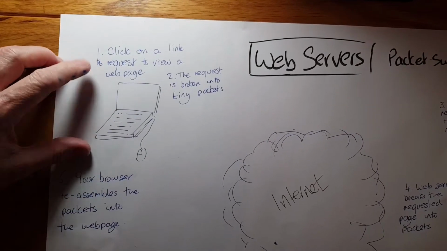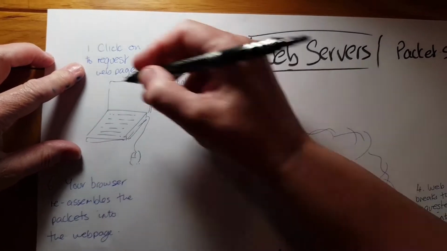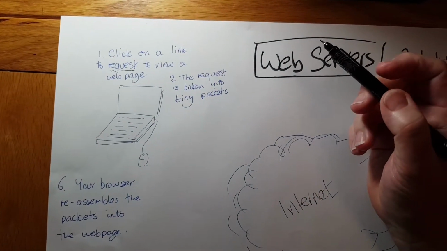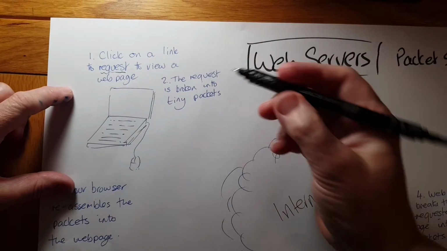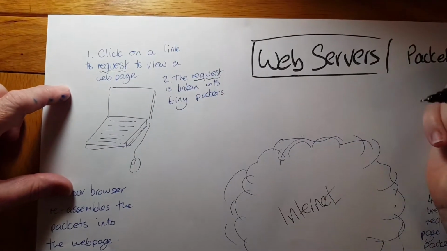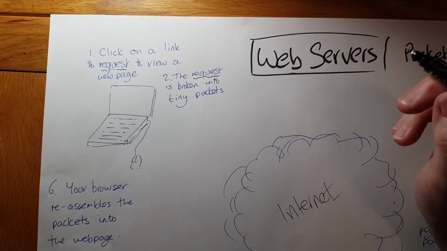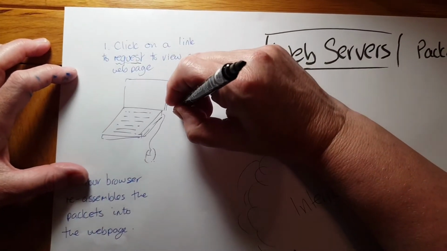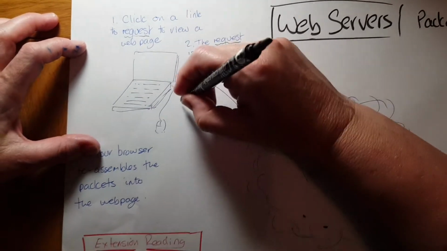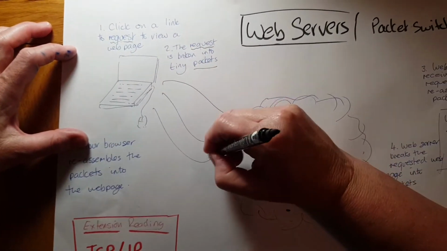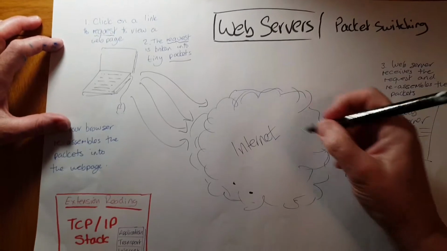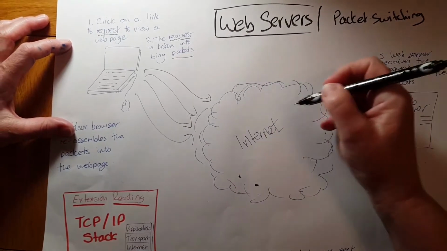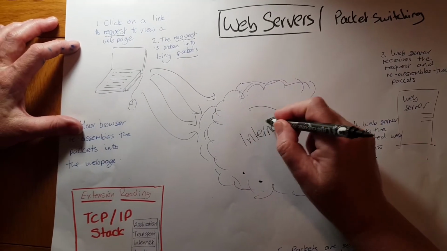So the first step is you click on a link and request, that's an important word, to view a web page. So you just click on a YouTube video and you request to see it. That request is then broken down into tiny little bits of data called packets. And those packets are sent out from your computer in all sorts of different directions, all sorts of different routes across the internet. So all these packets are all going in different directions to get across the internet.